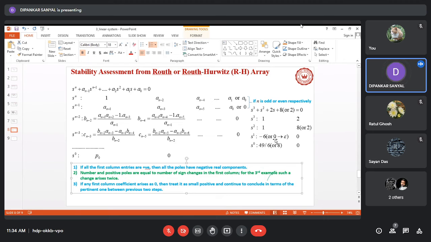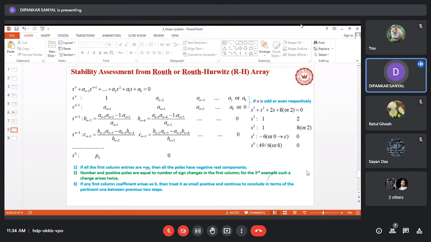Okay. So here we see in the first column, when the equation is s cube plus s square plus 2s plus 2, it goes like 1, 1, epsilon, and then 8. So there is no change of sign in the first column. If that is the situation, then we conclude that this is a stable system, since there is no change of sign in the first column.